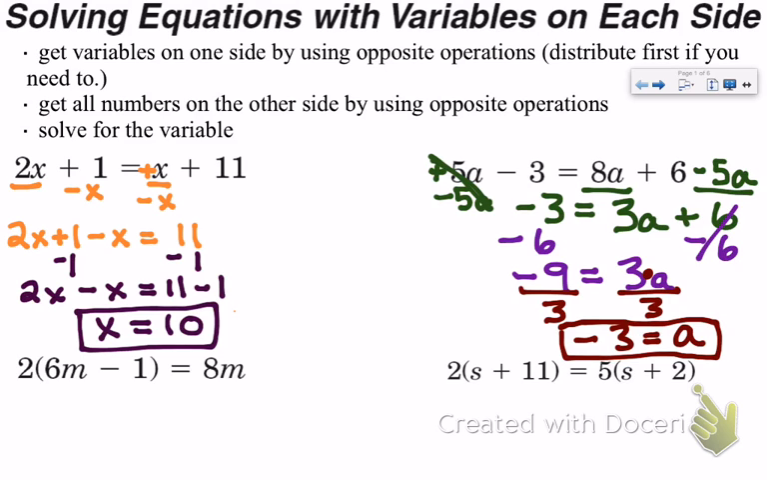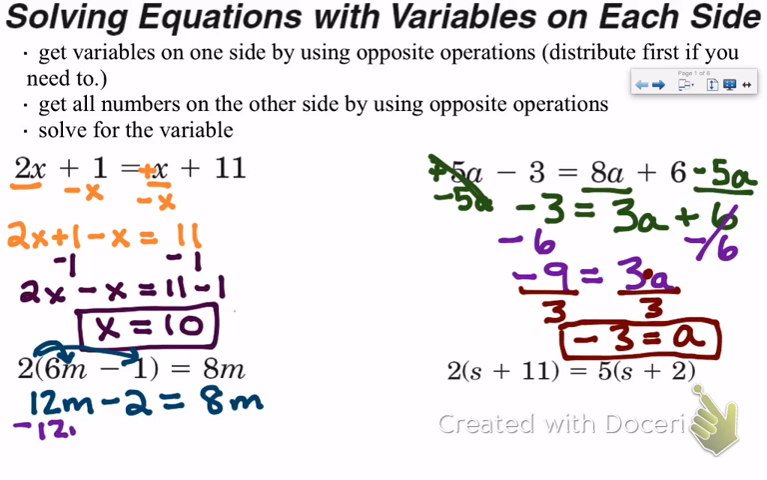If we look at the bottom left example, we see that we're going to have to do the distributive property first. 2 times 6m is 12m. And 2 times negative 1 is negative 2. That's equal to 8m. So there's two things I can do. I can either move my 12m to the other side, which might be a little less steps, so I'm going to do that. Or we could have subtracted 8m and then added 2, but I'm going to subtract 12m since the negative 2 is already a number and there's nothing to combine it with.